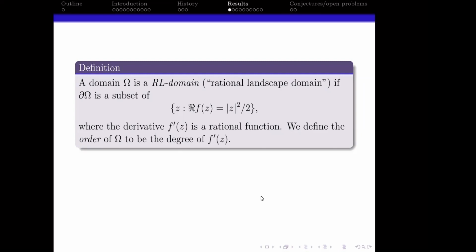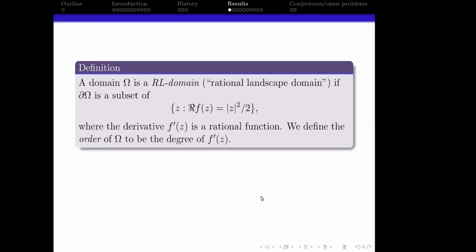They are called rational landscape domains. The name will be apparent in a minute. What is this domain? It is all those points z in the plane such that the boundary is a subset of a set of the form where the real part of a function f equals mod z squared by 2. And what is this f? We require that the derivative of f is rational.